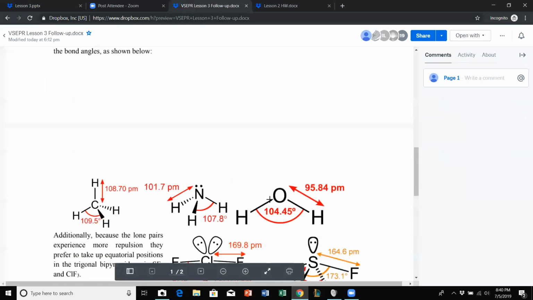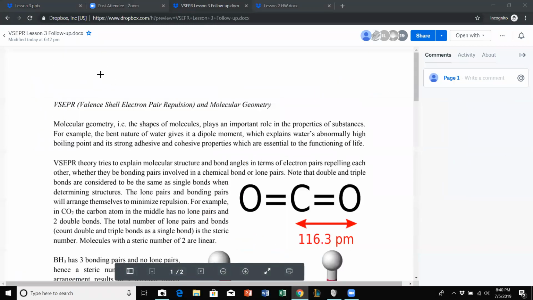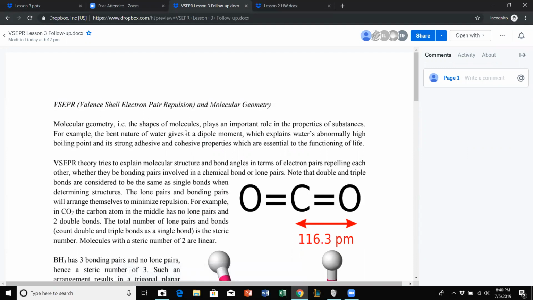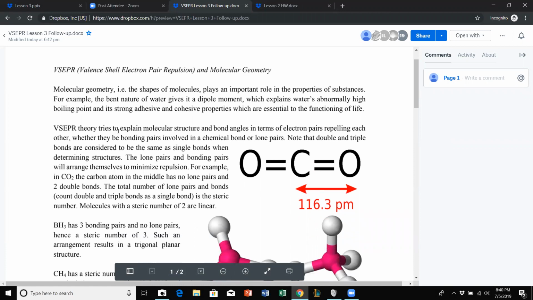And this is a lot. So I have a handout here. So valence shell electron pair repulsion and molecular geometry. This is what VSEPR stands for, valence shell electron pair repulsion. Molecular geometry is very important because it can decide some of the properties of that substance.